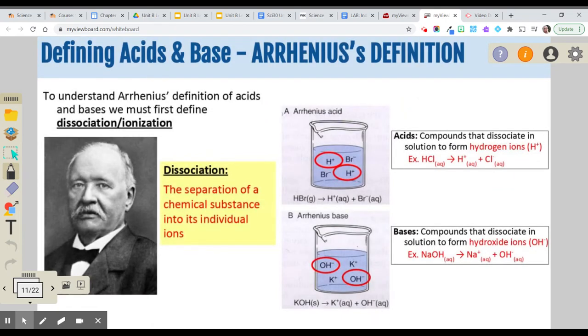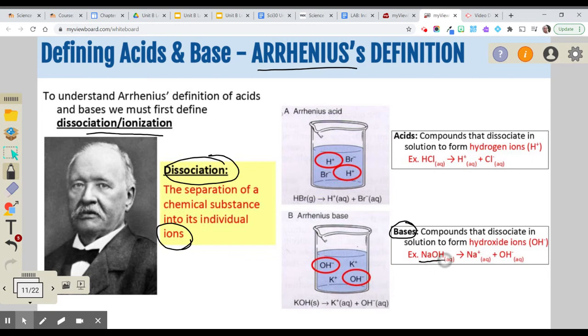There's been work over time on defining acids and bases, and we're going to look at two different definitions. The first one is Arrhenius. To understand Arrhenius's definition, we first have to look at dissociation and ionization. Dissociation is the separation of a chemical substance into its individual ions. Like ionic compounds, when you put them in water, they split into their two ions. This is true for bases. These dissociate.